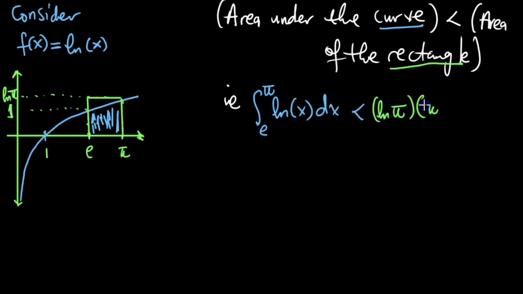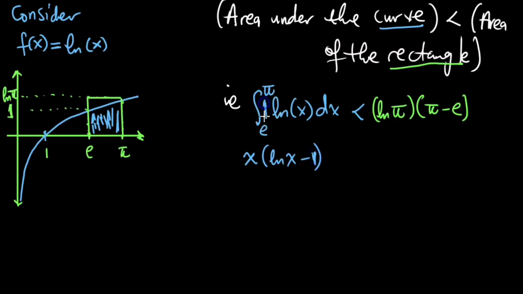Good, pi minus e. So that is the area of that rectangle, which is greater than the area under this curve. So the next thing we'll do is to evaluate this integral. Well, we can use integration by parts for that, which is quite easy. And to integrate the natural logarithm function using integration by parts, the result is just x times the natural logarithm of x minus 1.